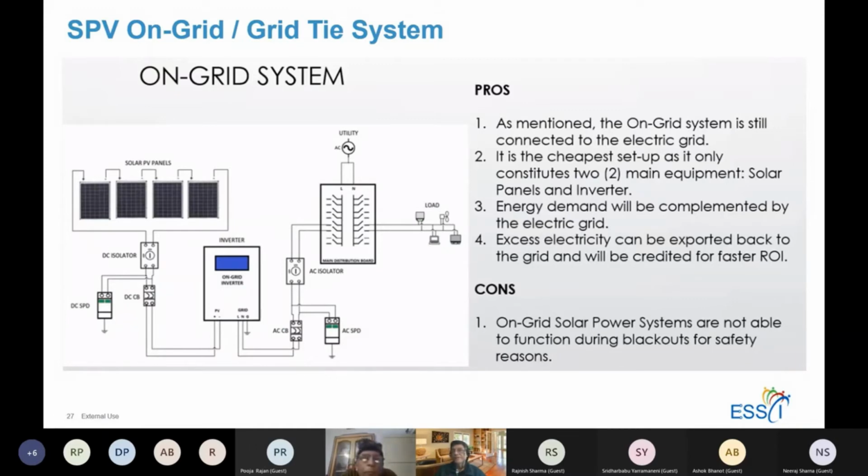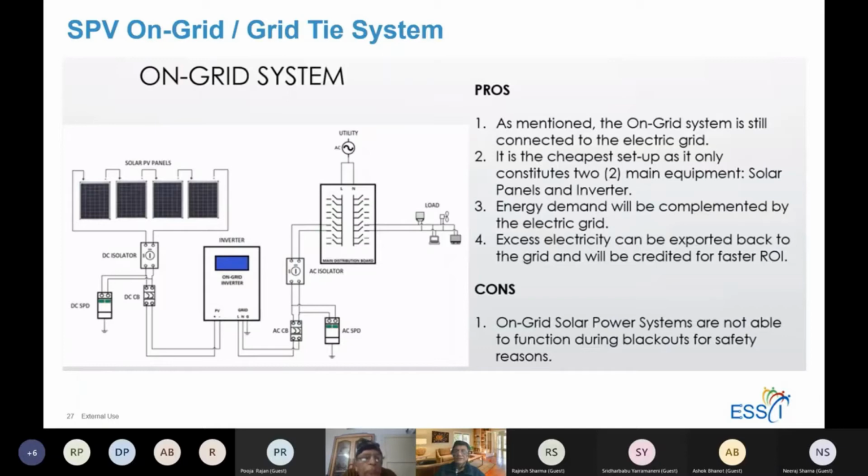Okay, so this is a typical on-grid system design. And as mentioned, the on-grid system is still connected to the electric grid. It is the cheapest setup. It has just two main components, which are the solar panels and the inverter, and the energy demand is complemented by the electric grid. It will not function during a blackout.